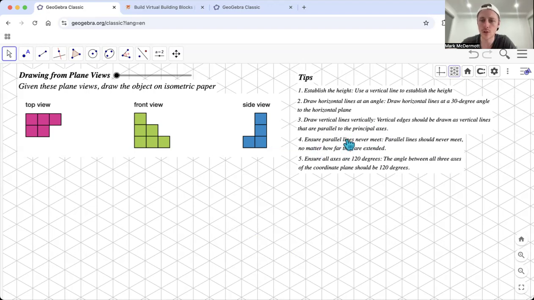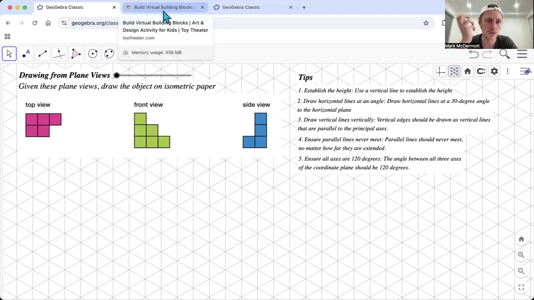Ensure parallel lines never meet. Parallel lines should never meet no matter how far they are extended. Ensure all axes are at 120 degrees. So the angle between all three axes of the coordinate plane should be 120 degrees. And there's really no other way to describe this than to say if you have blocks handy, some Lego or something you can use to visualize this, it really is going to be important that you just think about the visualization and then try and draw it.